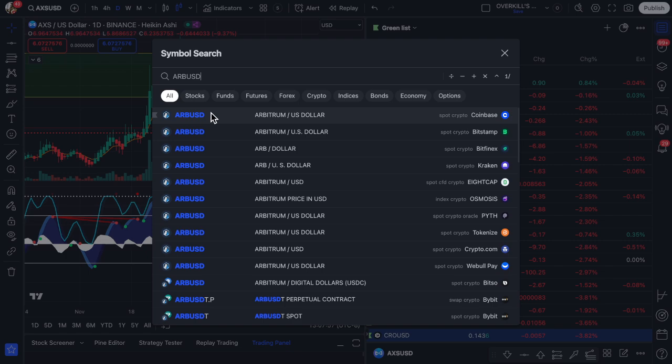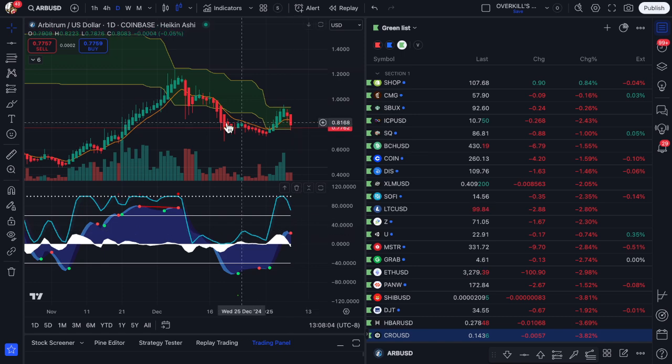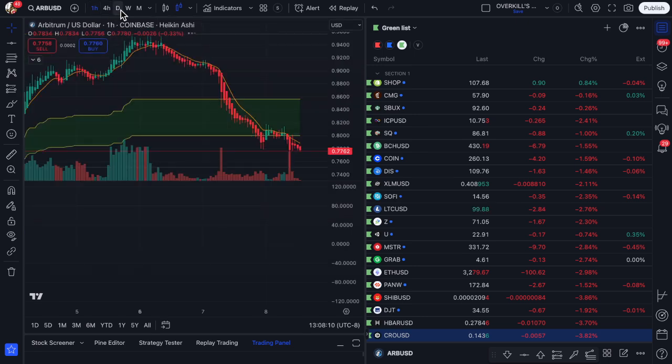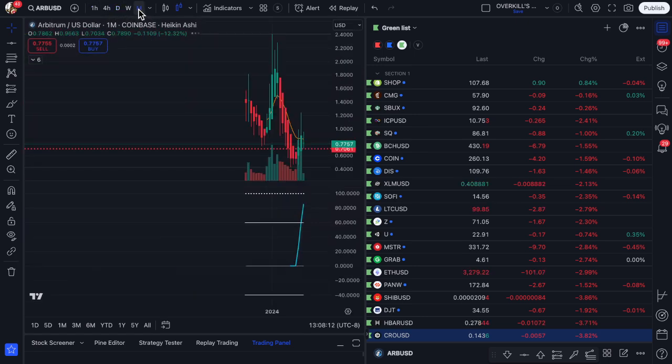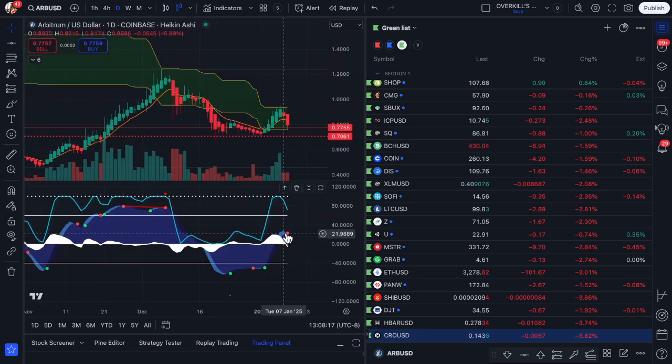ARB, Arbitrum, also red on the daily. So this one needs to hold these support levels over here. Call it 70 cents on the stop loss for Arbitrum. Okay, that's just getting killed right there on the hourly. The monthly's still green, but you're seeing this red dot here on the daily. So again, I would use a stop loss at 70 cents now that we have this red dot.